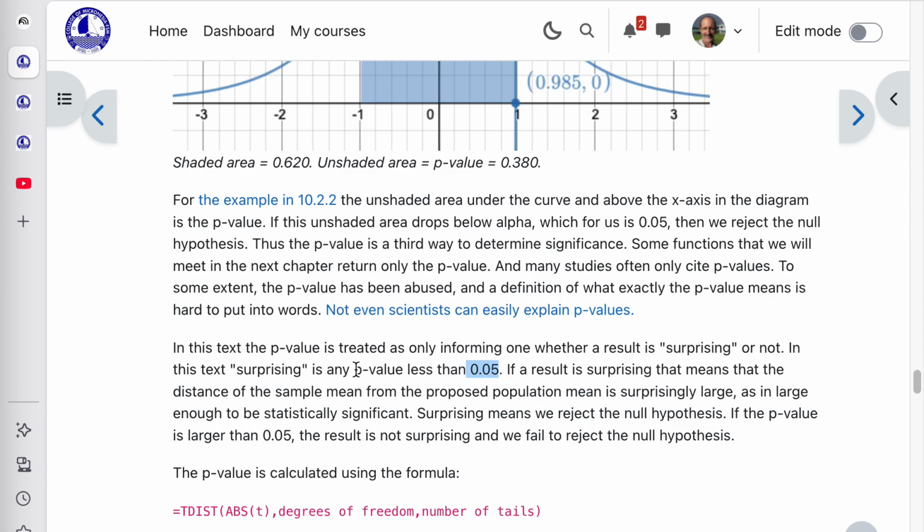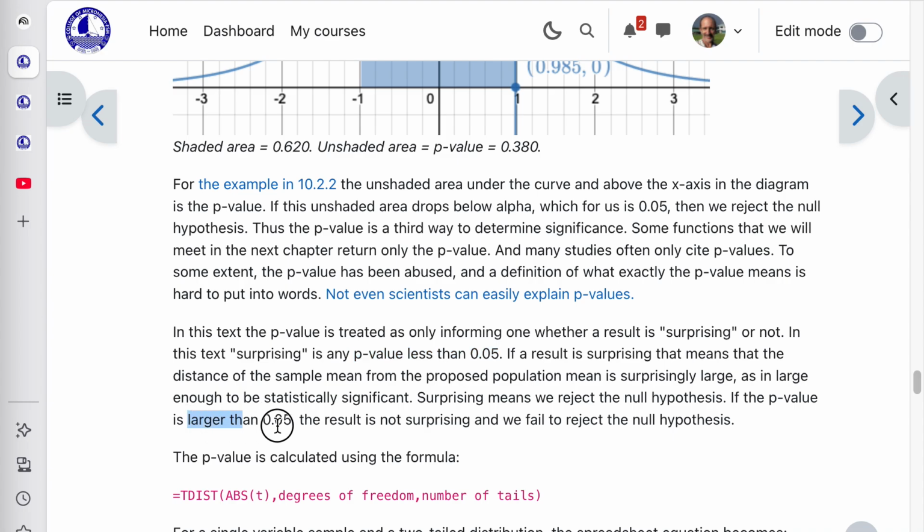And the way it works is we're surprised if the p-value is less than 0.05. It means it's surprising. The distance of the sample means is surprisingly large and large enough to be statistically significant. Surprising means we reject the null hypothesis. If the p-value is larger than 0.05, it's not surprising, and we fail to reject the null hypothesis.